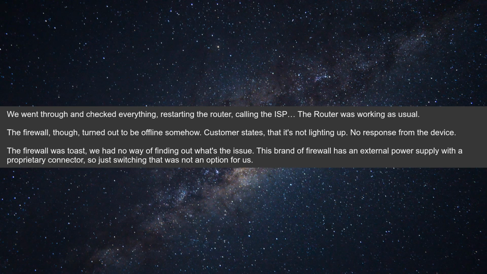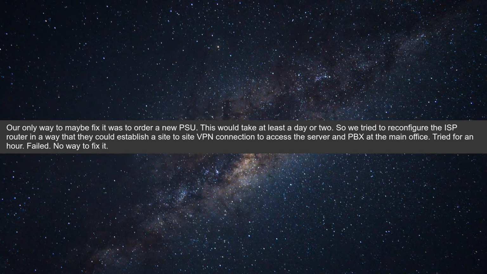This brand of firewall has an external power supply with a proprietary connector, so just switching that was not an option for us. Our only way to maybe fix it was to order a new PSU. This would take at least a day or two. So we tried to reconfigure the ISP router in a way that they could establish a site-to-site VPN connection to access the server and PBX at the main office. Tried for an hour. Failed. No way to fix it.